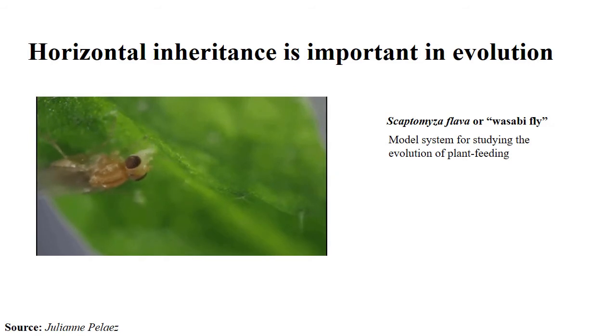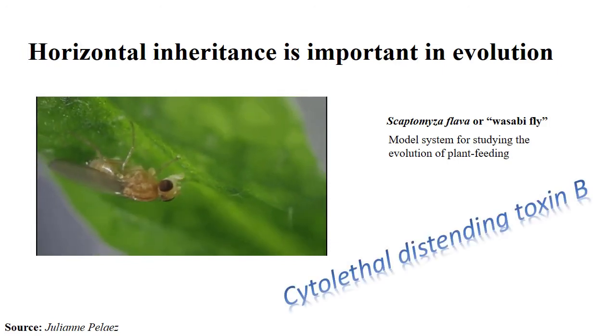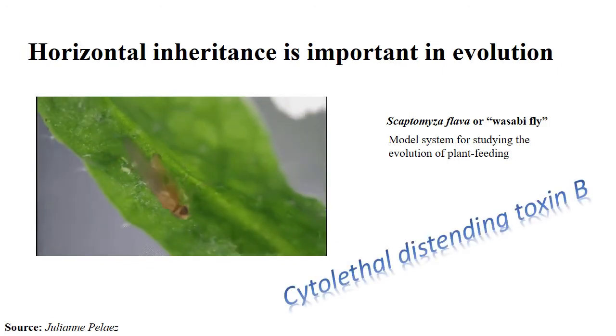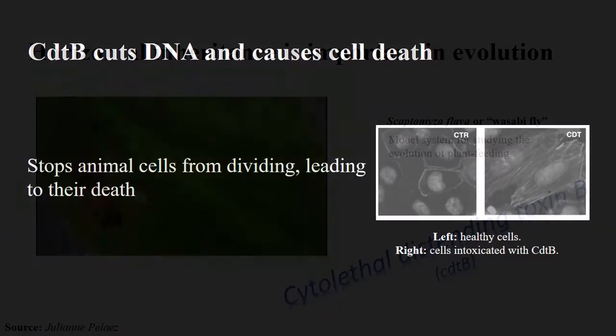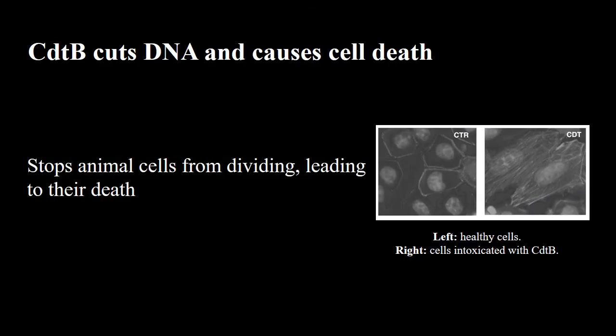After analyzing the genetic sequences of the wasabi fly, we found one that came from a bacteria, a gene called cytolethal distending toxin B, or CDTB for short. This toxin, CDTB, is known to be released by disease-causing bacteria. In this picture, cells on the left are healthy, while those on the right have been intoxicated with CDTB. They are distended and they will eventually die. The takeaway here is that usually CDTB is bad for animals.